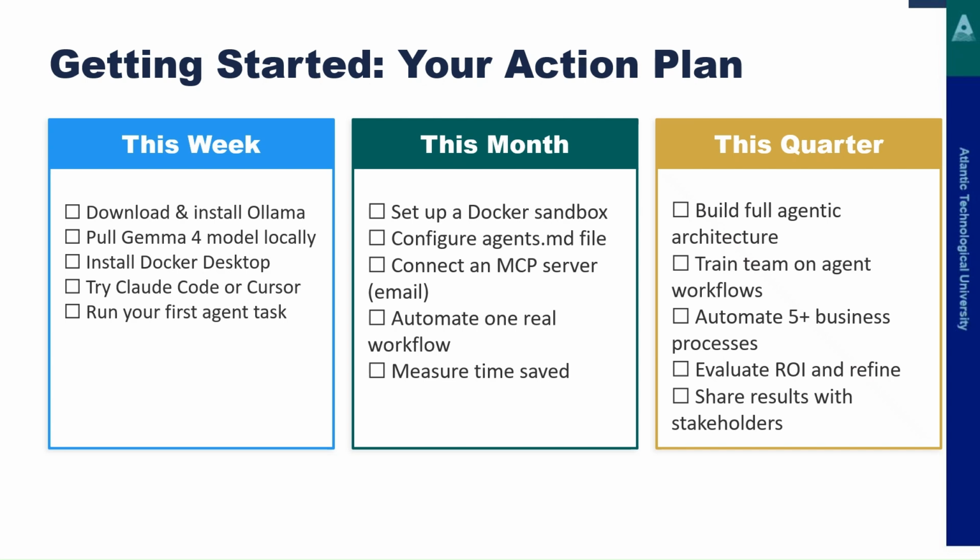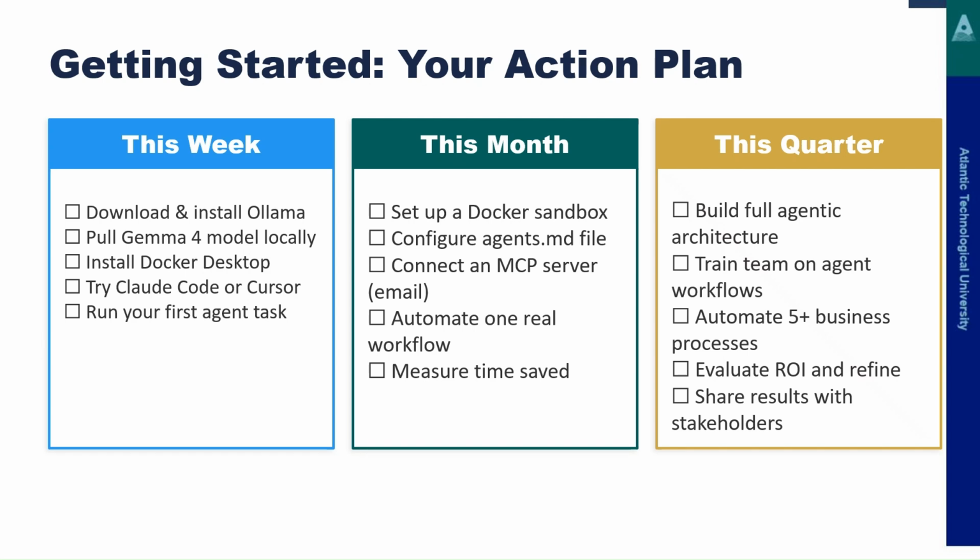Then later, what you may want to think about is looking more into Docker sandboxes, starting to look at configuring your different agent files for your different agents. So remember, it's best to have one agent for one specific task. Connect all of your tools to the agent, and then try and automate one real workflow and see was there any time saved. Try and measure that. And then if you want to start implementing it on a more long-term basis, then start thinking about building the full architecture.